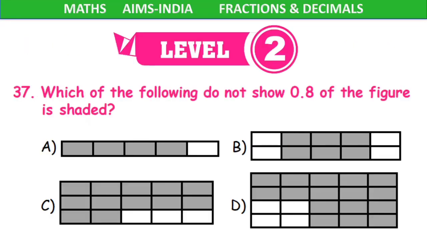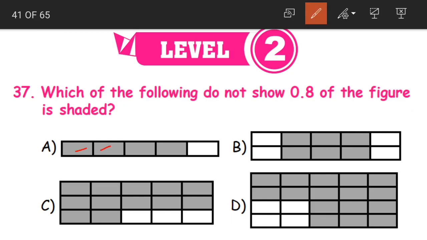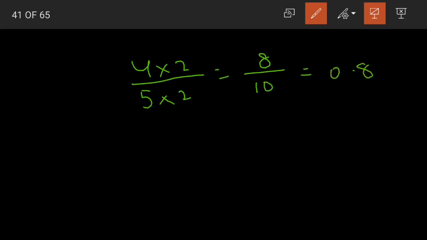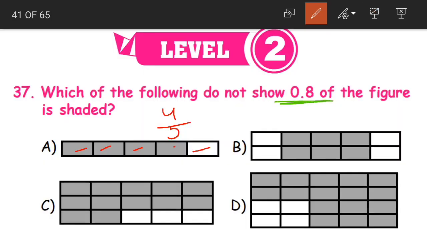Next question. Which of the following does not show 0.8 of the figure is shaded? If you look at the first one, we have 1, 2, 3, 4. 4 shaded out of 5. Now 4 by 5, if we convert it into a decimal, what would it be children? 4 2s are 8, 5 2s are 10, 0.8. It will be 0.8. Yes, even in the question they are asking that it should not be 0.8. This is 0.8, so this will not be our answer.